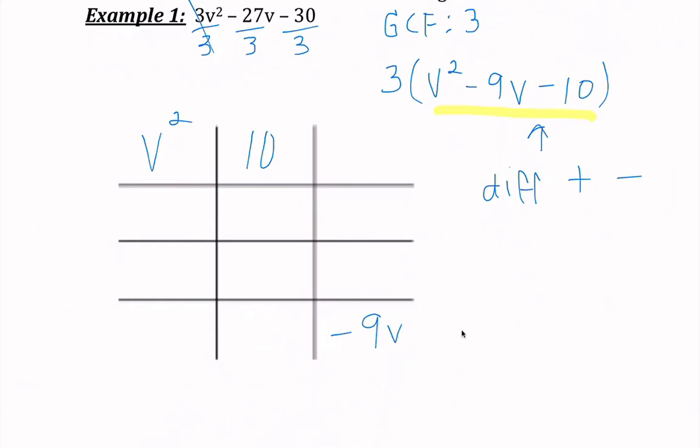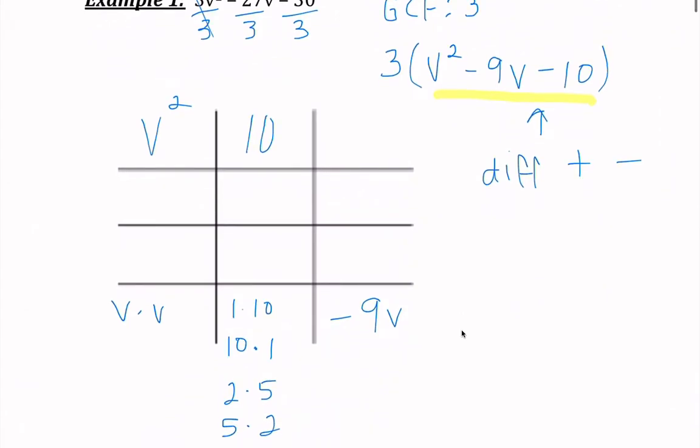My factors of v squared are v times v. My factors of 10 are 1 times 10, 10 times 1, 2 times 5, and 5 times 2. So I'm going to put my v here, my other v in this box. Let's try my first one, my 1 and my 10. Remember, we multiply across. V times 1 is 1v. V times 10 is 10v.